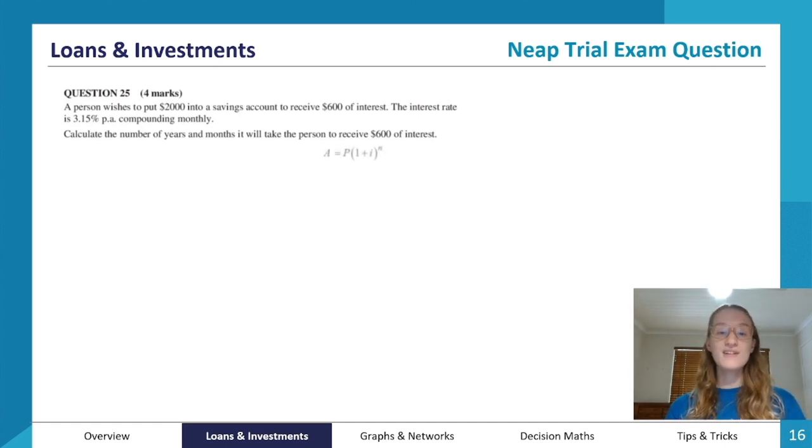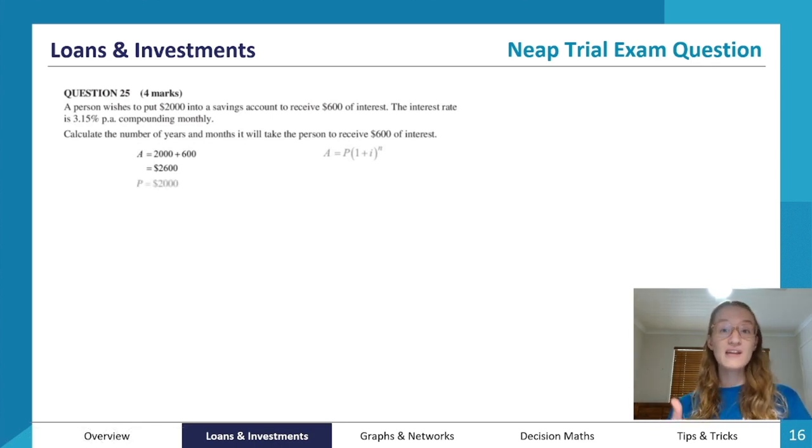So we're still going to start with our same starting point: A equals P(1 + I)^N. But here, A is not our unknown. We actually know what they want A to be. They're going to put $2,000 in to begin with, and they want to receive $600 worth of interest. So their desired end goal amount for this investment is the initial amount plus how much they want to earn in interest. So the goal amount in this scenario is $2,600.